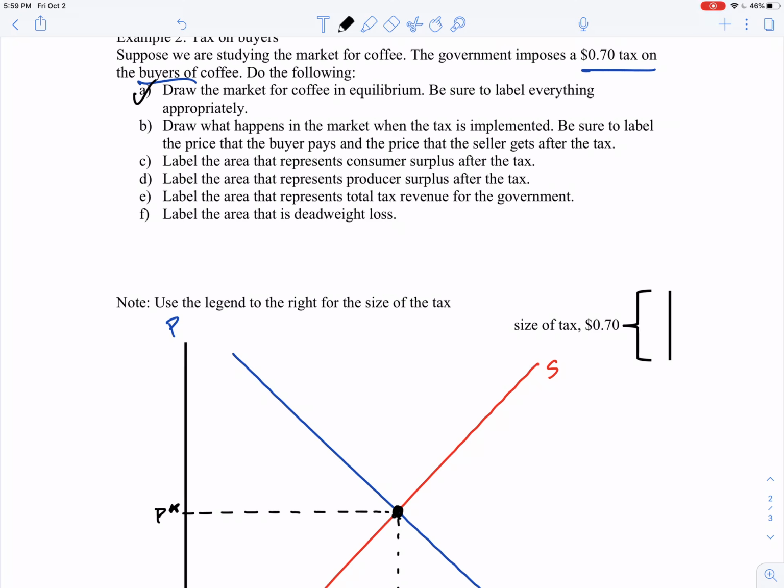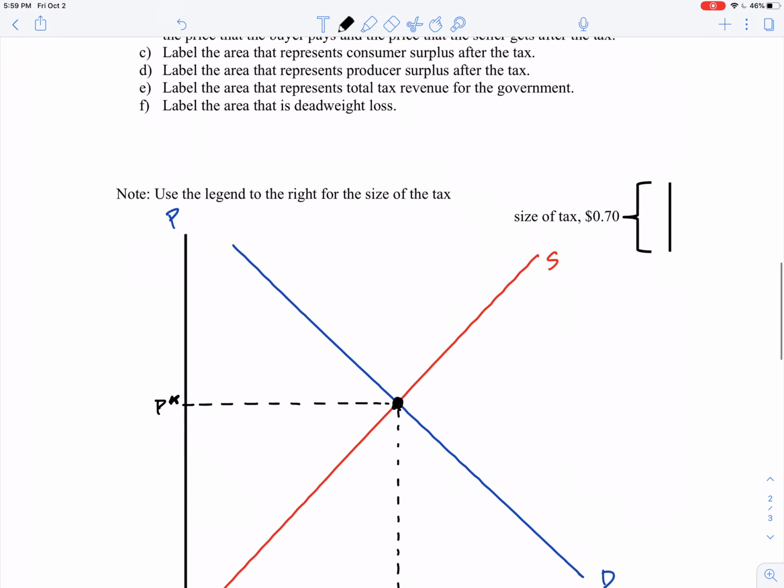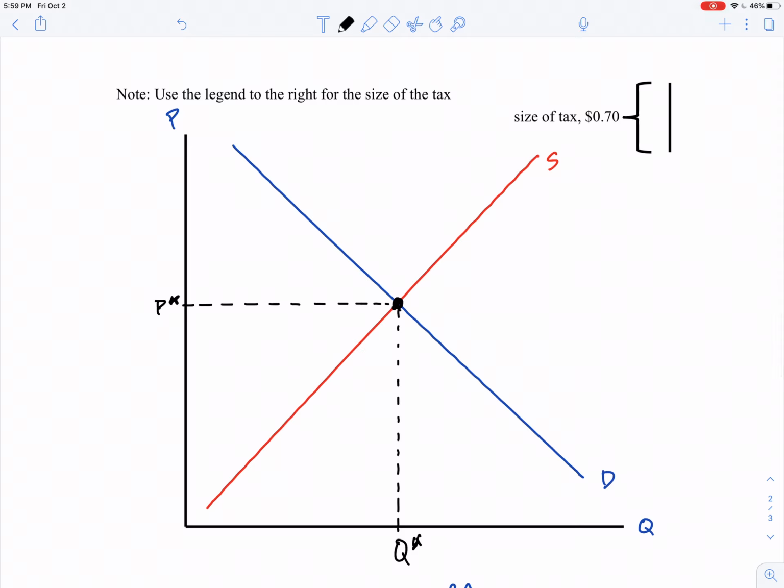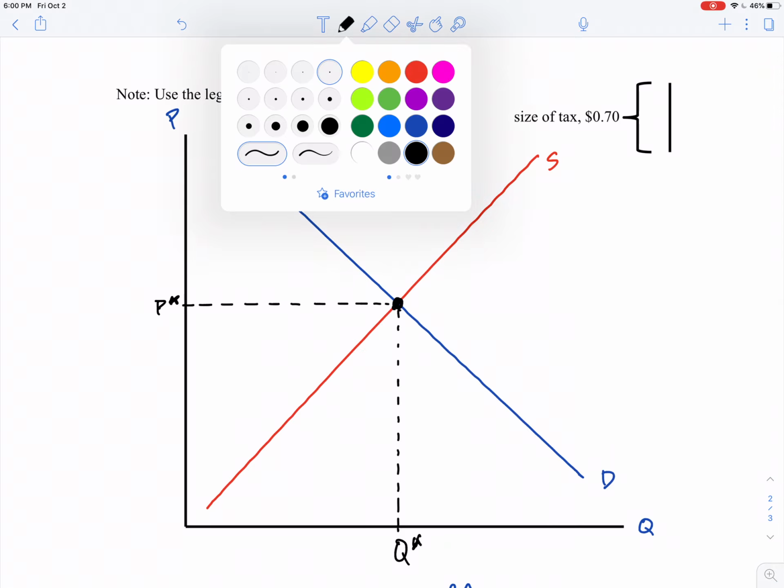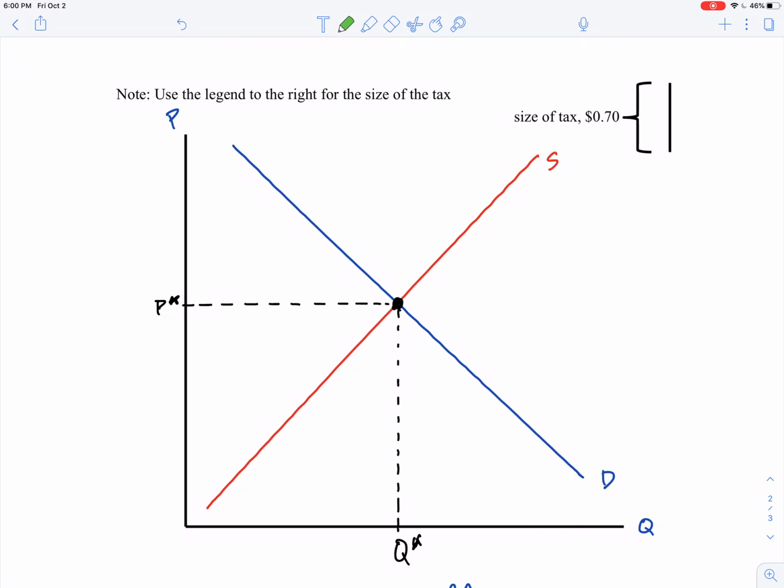So draw what happens in the market when the tax is implemented. Be sure to label the price that the buyer pays and the price that the seller gets after the tax. All right, so now this is where we're going to shift the demand curve because there's a tax, but we have to shift it down by the size of the tax. And that's where this legend over here on the right comes into play, okay? So I'm going to use the green color. Now I have to do it this way because I'm using an iPad, but basically I have to create a little line. It's basically the exact same size of that tax, okay?